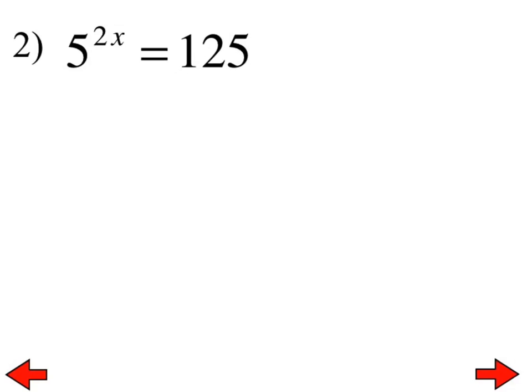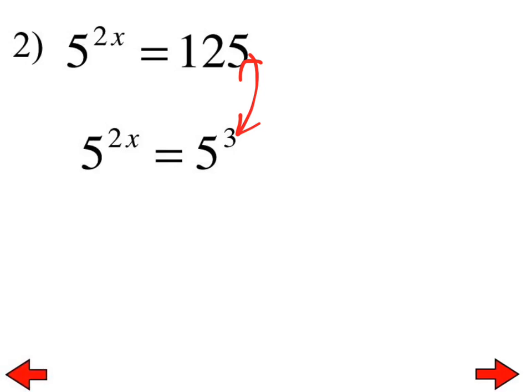All right, so let's take a look at number 2. On the left-hand side, we have a base of 5. On the right-hand side, we do not have a base of 5. We have 125. But we can easily turn 125 into an expression with a base of 5, and that is because 125 is equivalent to 5 to the third power. So once again, all we did, these two are equivalent to each other, so it's okay to do that.